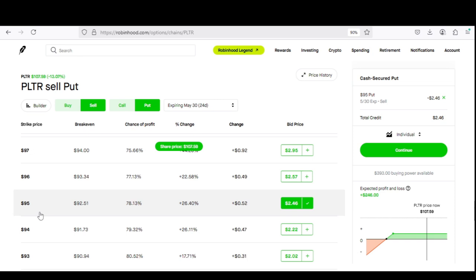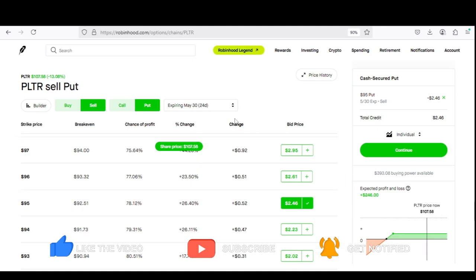And while you're waiting for the share price to drop to $95, there's nothing better than actually getting paid to do that. In this case, you're going to be paid $2.46. Now, $2.46 in options language is going to work out to be $246 in the real world. And that's because each option contract has 100 shares. So that is one option strategy I would do if I were to trade Palantir right now.